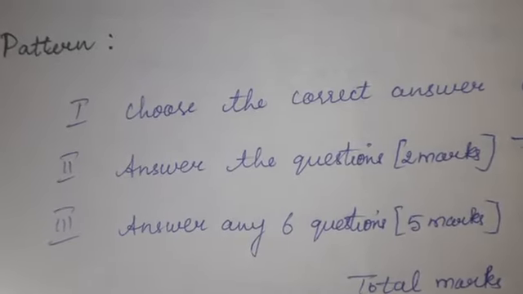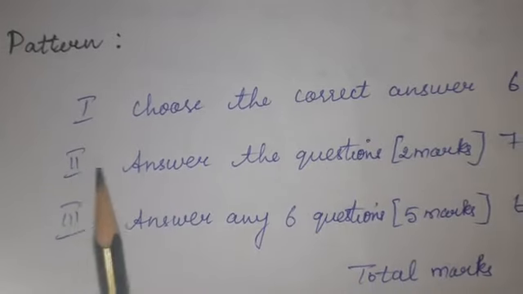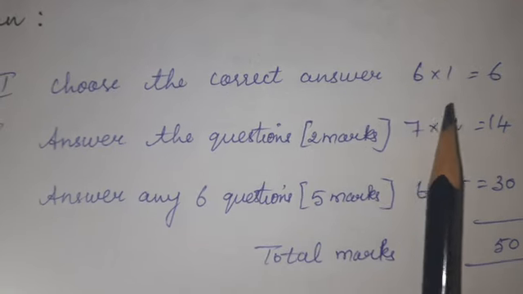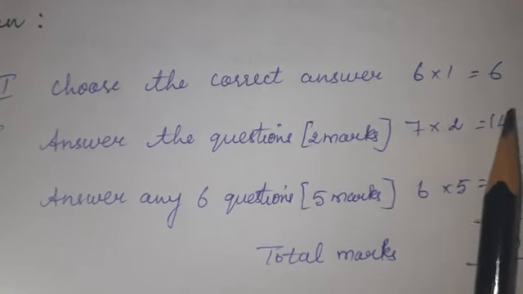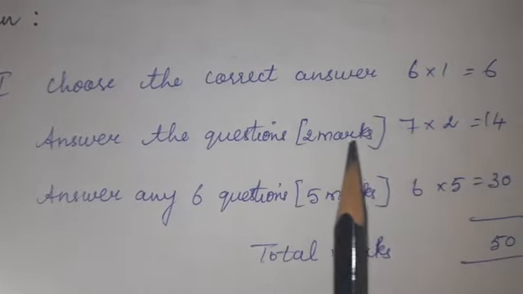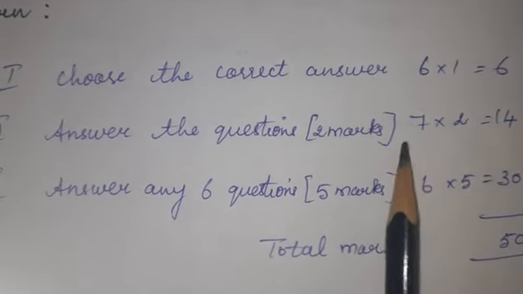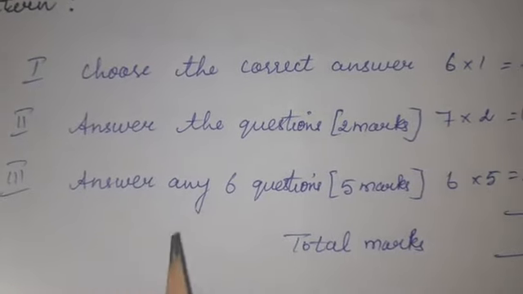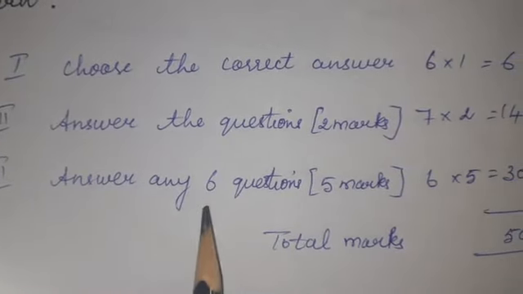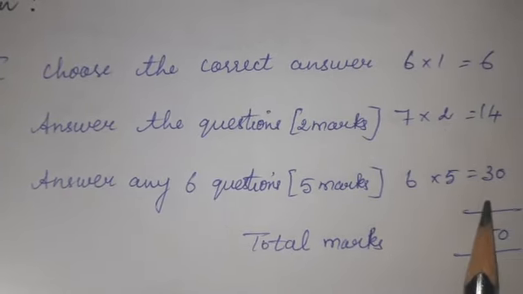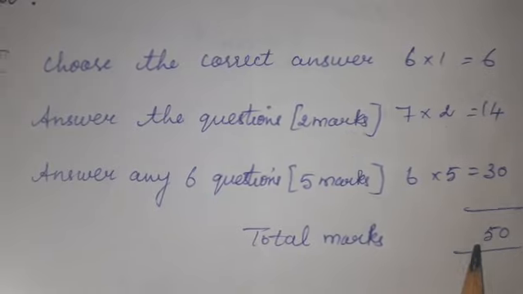Pattern for your exam. Roman letter 1: choose the correct answer, 6 one-mark questions, so 6 into 1 is 6. Roman letter 2 is a 2 mark question. You should answer 7 questions, 7 into 2 is 14. Roman letter 3 is 5 mark questions. You should answer 6 questions, so 6 into 5 is 30. So total marks is 50.